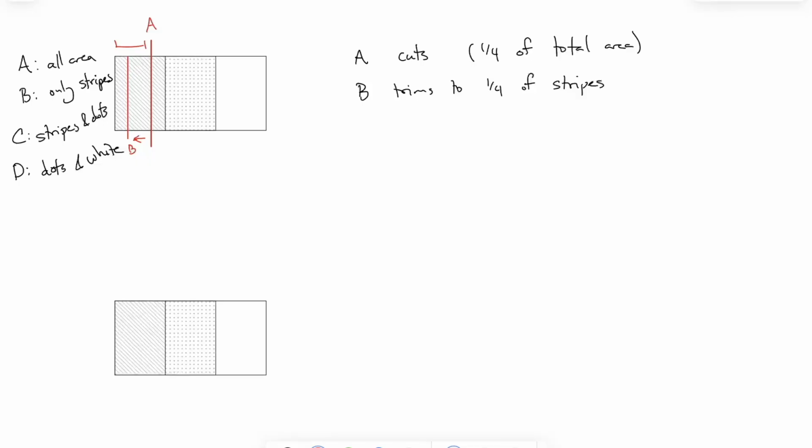All right, and I think the other two are going to pass on this. It's just too small. C likes the stripes and the dots. So C does like the stripes in theory, but that's less than 1/4 of the entire stripes and dots region. So C will pass. D likes the dots and whites. D doesn't like this piece at all. So C and D both pass, and B takes the piece. C and D pass. B gets it.